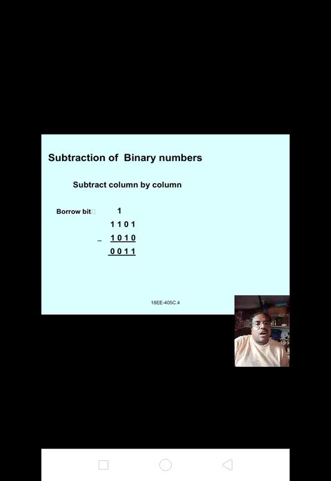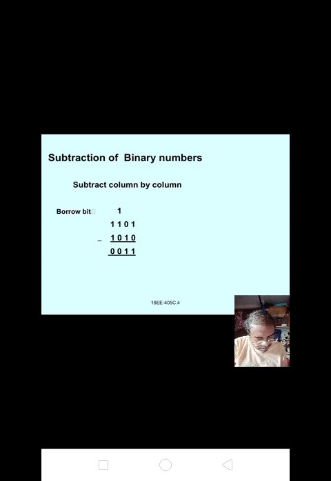Okay, subtract column by column. Here I will tell simple things only, you will get it clearly. Okay, see, 1 1 0 1 minus 1 0 1 0. Tell me, 1 minus 0, 1. 0 minus 1, 1, borrow 1. Okay, 1 minus 1, 0. 0 minus 0, 0. 1 minus 1, 0. 0 0 1 1. Okay, we will check.